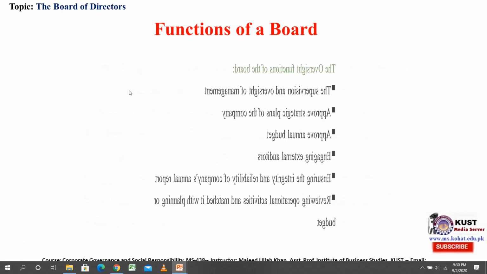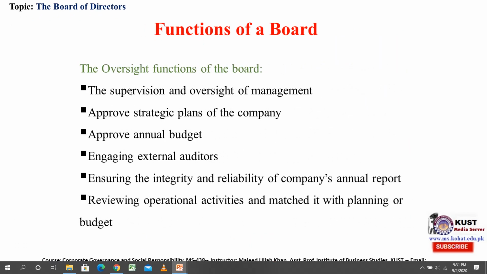What are the functions of the board? We will first discuss the oversight function of the board. The supervision and oversight of the management is one of the functions of the board. The board approves the strategic plan of the company. The board also approves the annual budget. The board also signs the engagement letter with the external auditor, meaning they appoint the external auditor.